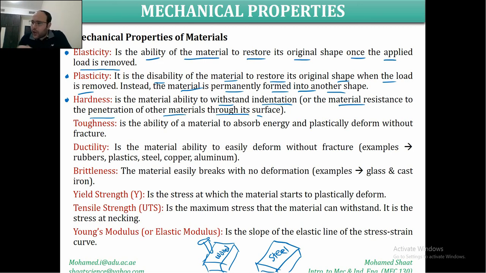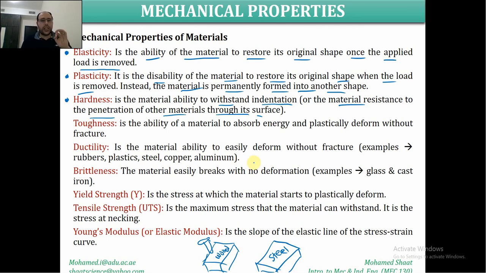It means how easily another object is going to penetrate through the surface of this material, such as fixing a nail into the wood. The nail can be easily driven through the surface of the wood, but it will not be that easy for the steel. So we say that steel has more hardness than wood. Wood is weak in terms of hardness, but steel is strong, or better, in terms of hardness. Why? The nail cannot penetrate the surface of the steel, but it is easy for it to penetrate the surface of the wood.